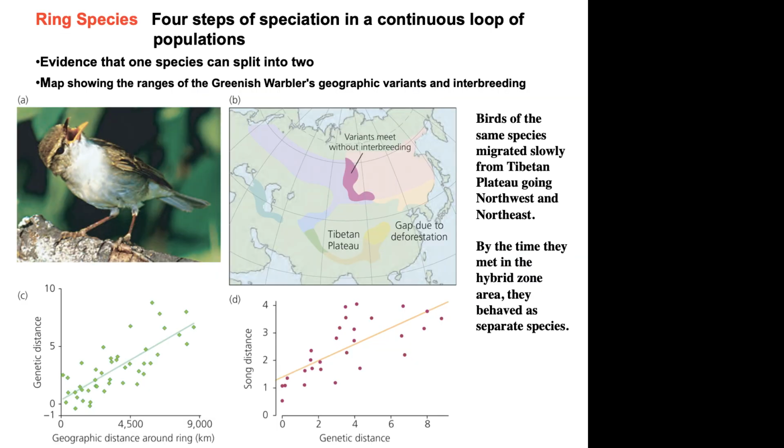Here's one example in birds of the greenish warbler. So the greenish warbler, the founding population, used to be in the Tibetan plateau, but then they migrated northwest and northeast to become two separate populations. And by the time they got back together, they could not interbreed, so they behaved as separate species. So this is one of the major ways that you get speciation, is you have geographic isolation, and then once they get back together, they cannot interbreed.